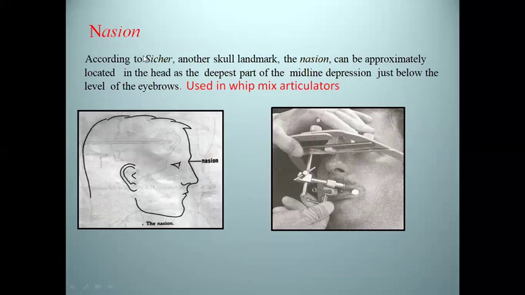Second is the nasion. This is another landmark which can be approximately located in the head at the deepest part of the midline depression just below the level of the eyebrows. You can see this is the nasion, and this is how the face fits into the nasion, into the depression. There's a concavity which fits into this. It is mostly used in the Whip-Mix articulators.